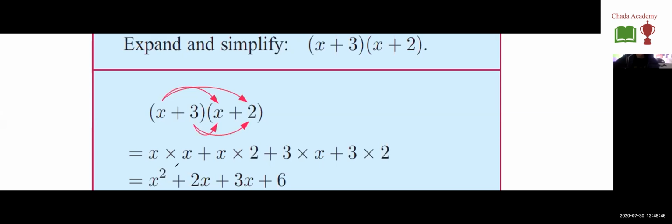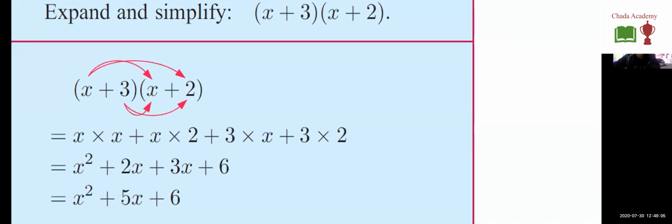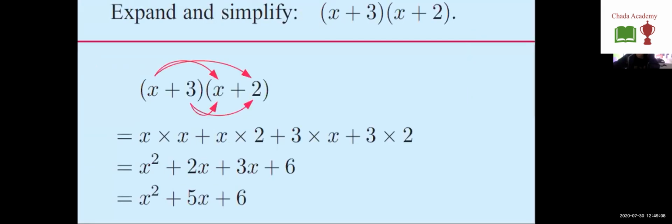This is the answer, but you still have here 2x plus 3x. What's 2x plus 3x? It's 5x, since 2 plus 3 equals 5. The final answer will be x power 2 plus 5x plus 6. This is how we expand, okay?